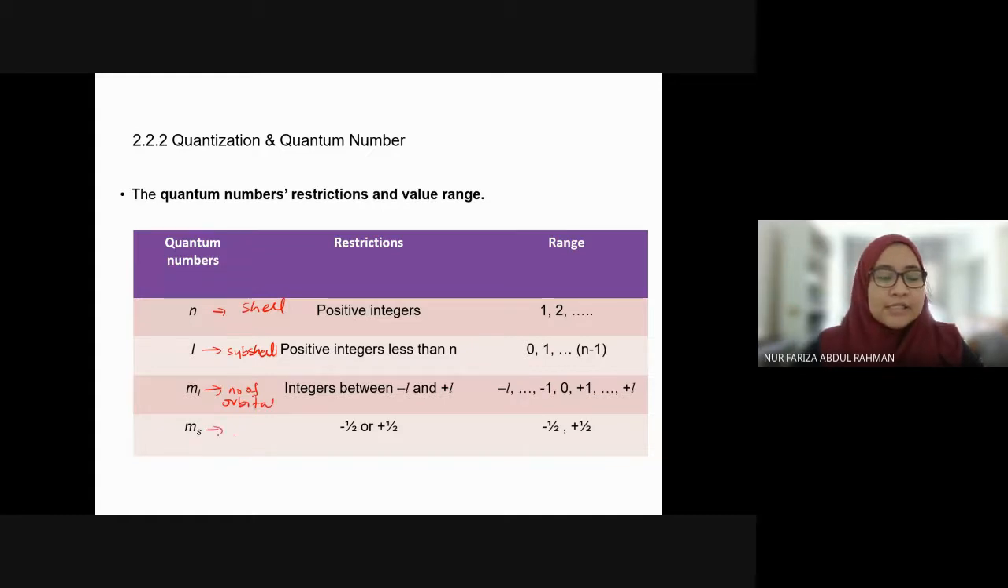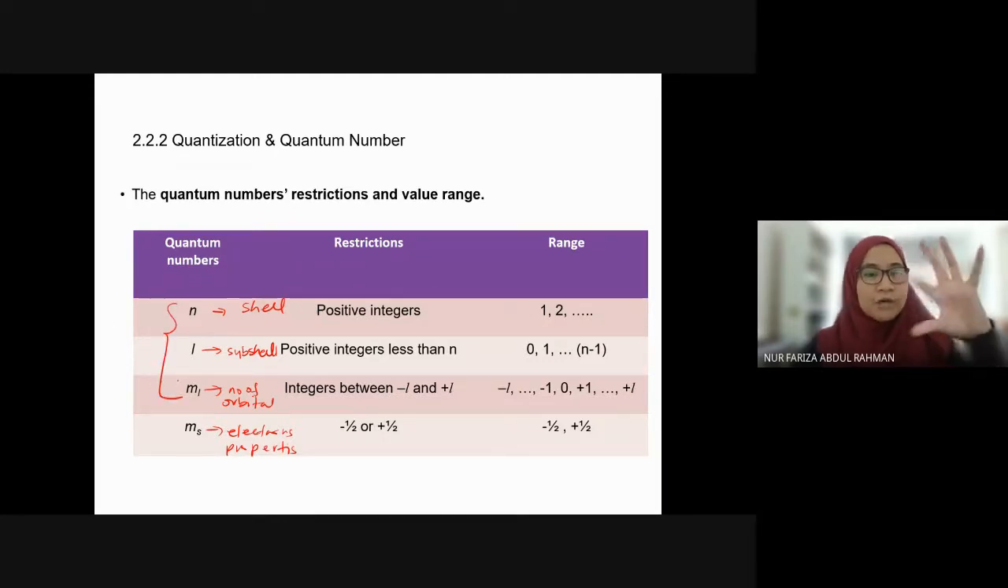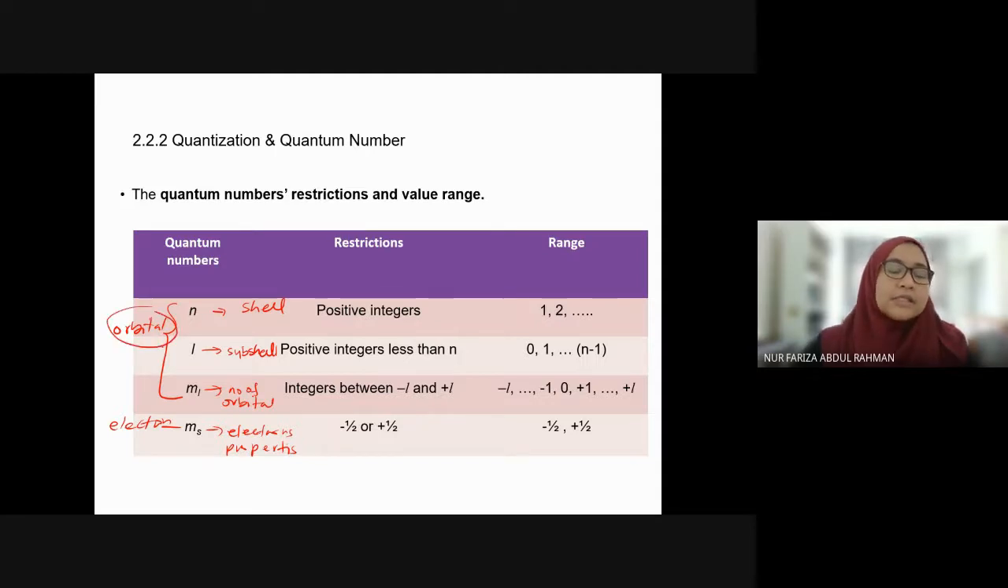And last but not least is the electron's properties, the electron itself. So these three quantum numbers describe the orbital itself. On the other hand, MS describes the electron itself. We use these three quantum numbers to describe the orbitals that the electron occupies, whereas the MS is the electron spin, the property of the electron itself.